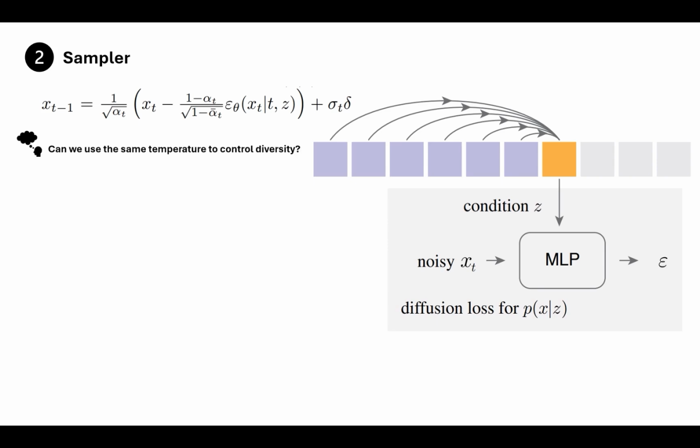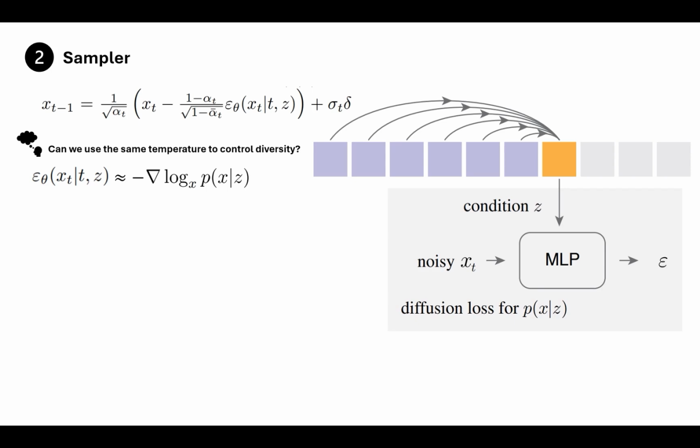But then comes the question: can we use the temperature we had in the discrete case here to control the diversity? And the answer is yes. The way is, remember I told you in the video that the epsilon that the denoiser predicts is proportional to the negative of the gradient of the log probability, because gradients of log probability are just some directions towards the data distribution, just remember the arrows, and the noise is exactly the opposite one that goes away from the data distribution.